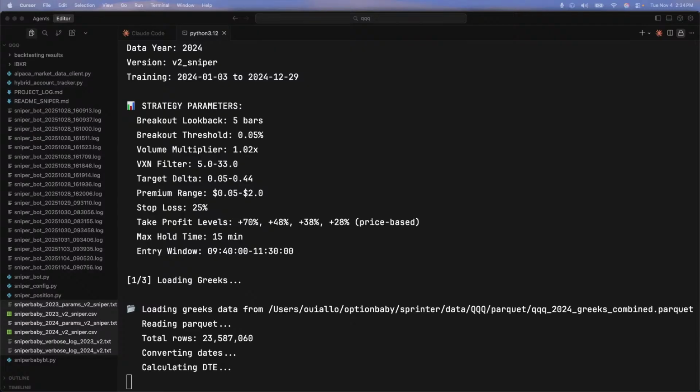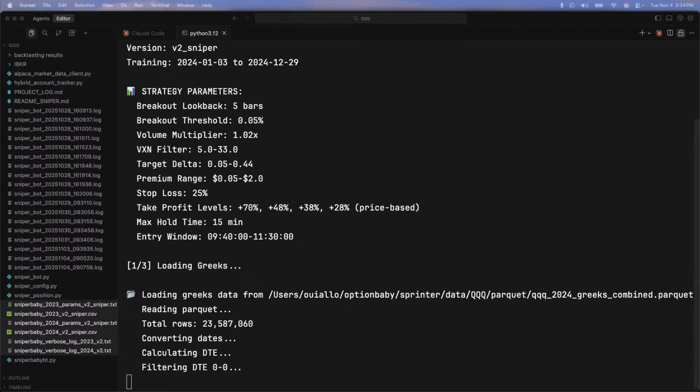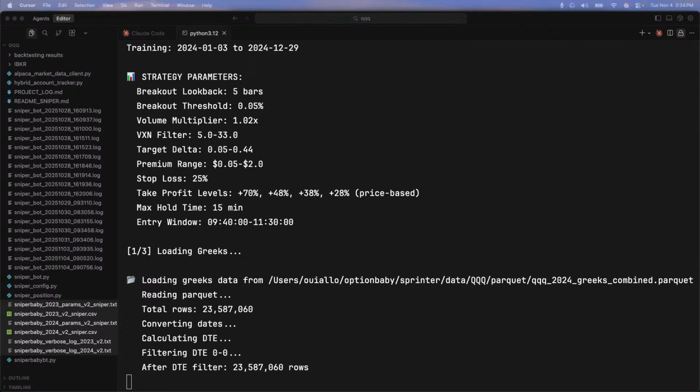Ba-dum, ba-dum, ba-dum, ba-dum. All right, just waiting for our backtest to load. Again, you try to do something 23 million times and tell me how long that takes you, right? So we just got to be patient. Be patient, young sensei.